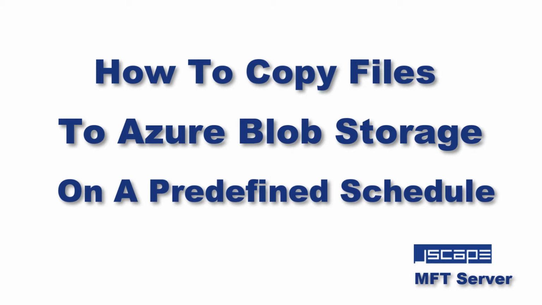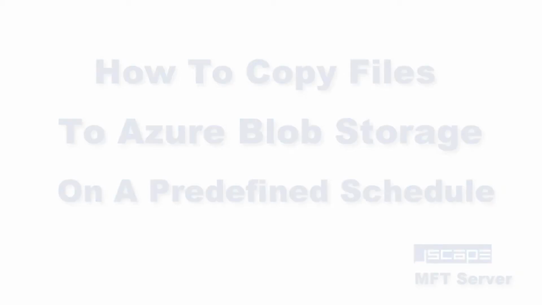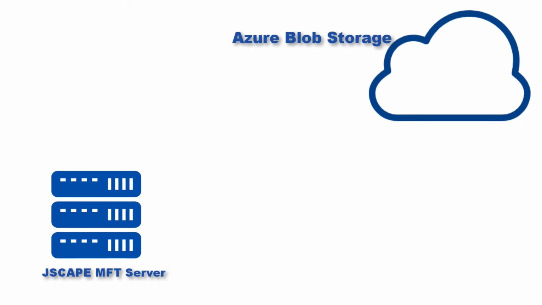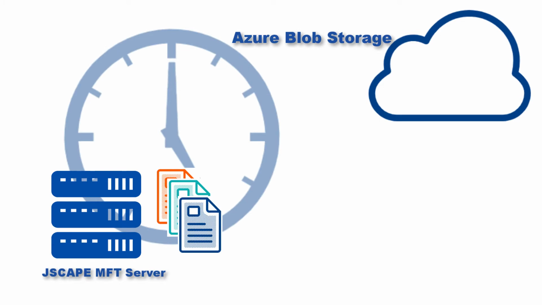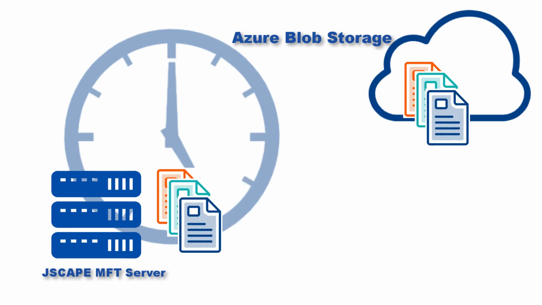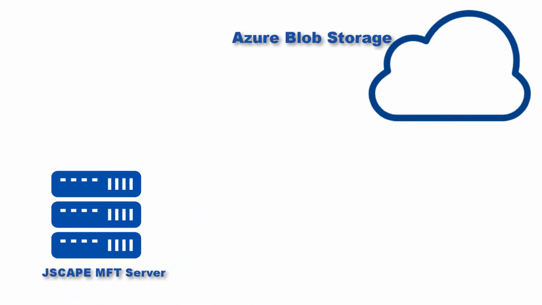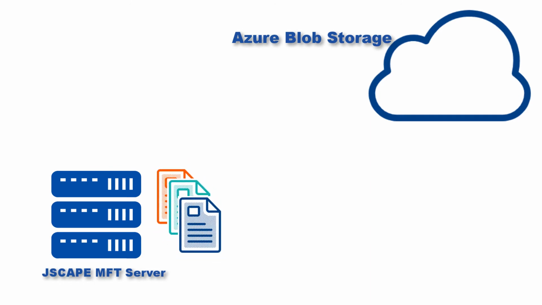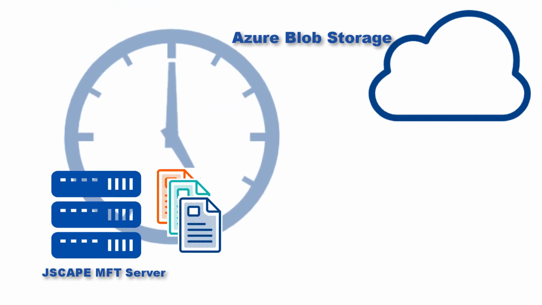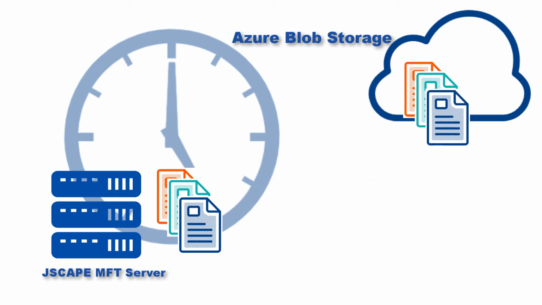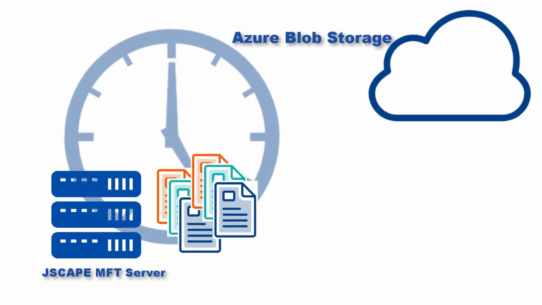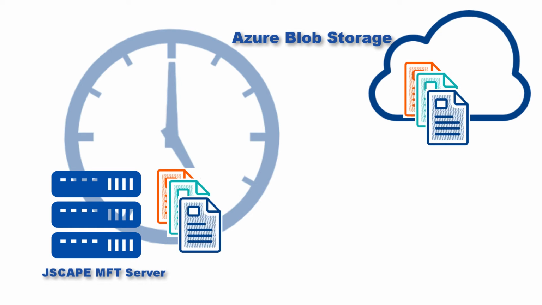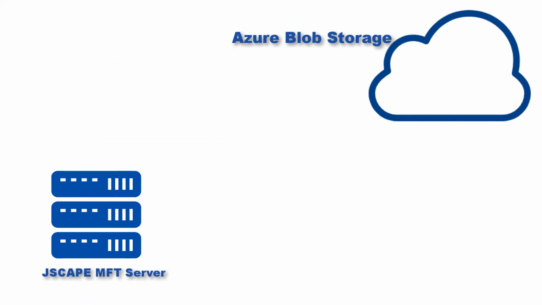For today's tutorial, we're going to show you how to configure JSCAPE MFT Server so that it will copy files from a local directory to Azure Blob Storage on a predefined schedule. Many of the steps needed here are very similar to the ones we used in the video, how to mirror an FTP server to S3 storage, so we won't be discussing every single step in detail anymore. If you want additional information, I suggest you click that link and leave that post open on a separate tab for reference.